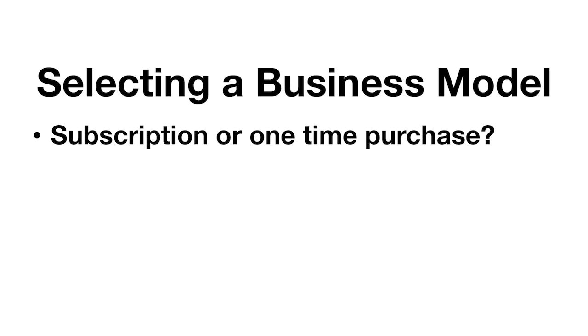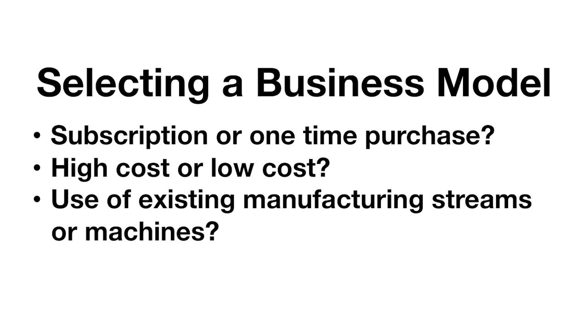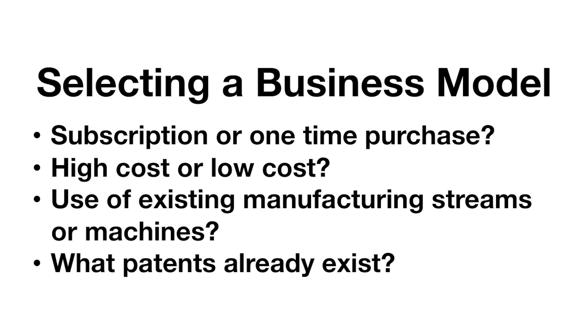When selecting a business model, we may want to consider a subscription model or a one-time purchase of the water bottle. We also need to think about whether the water bottle should be high cost or low cost, whether we plan to use existing manufacturing streams or machines, and what patents for water bottle design, spout, and handle already exist.